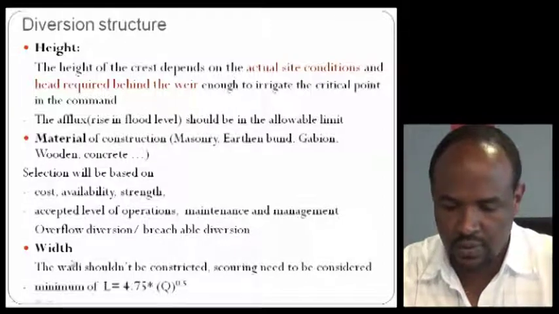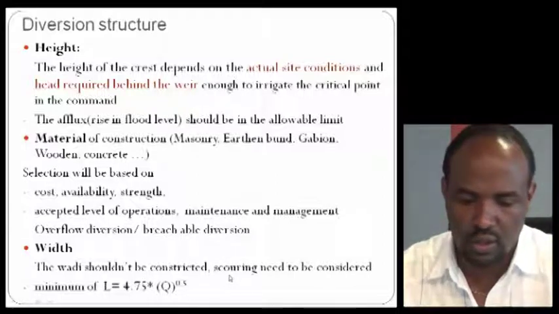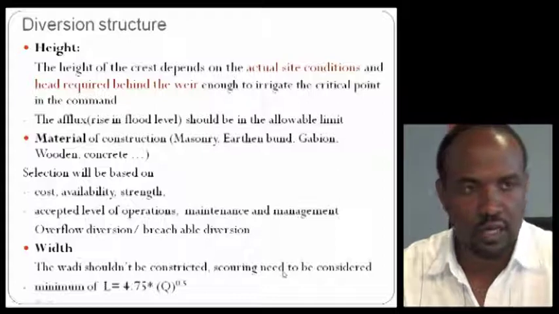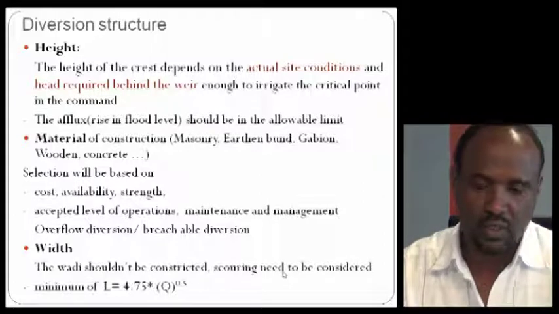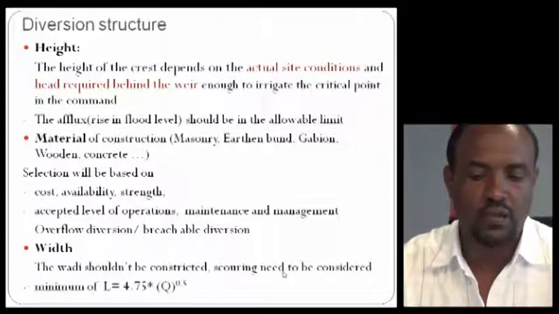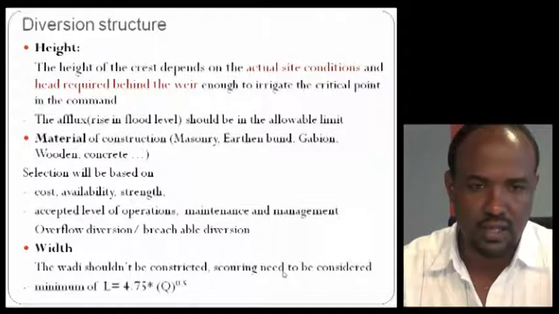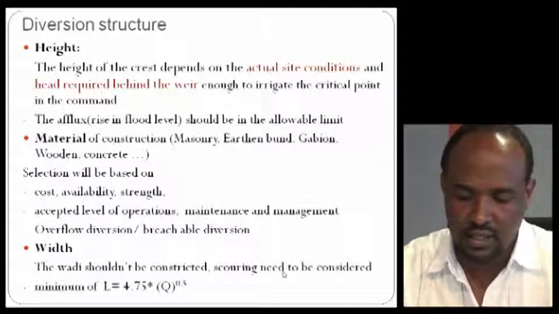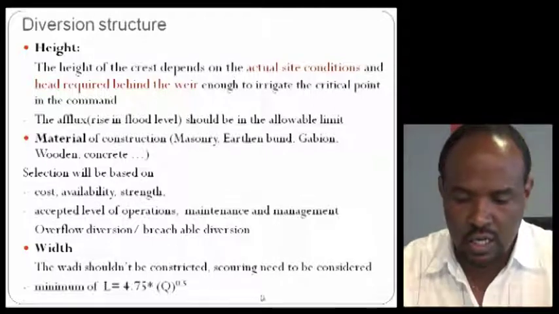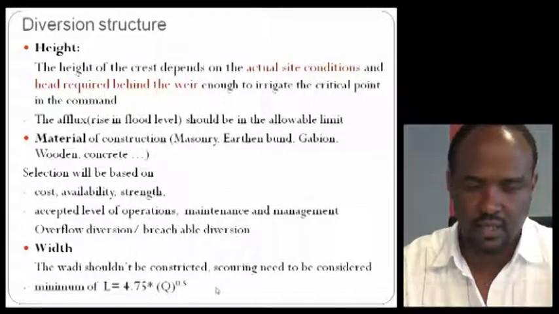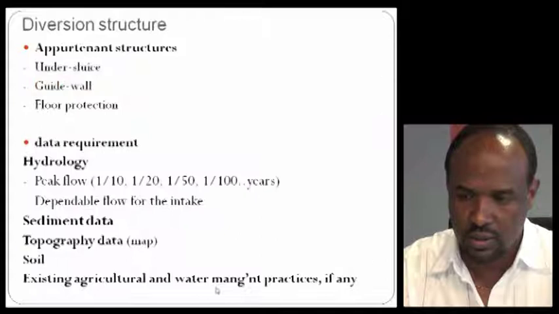The other is the width. The wadi shouldn't be constricted, because scouring needs to be considered. Whenever we constrict the width of the wadi so as to save construction material for the diversion, the scouring depth is going to increase, and then it will undermine the strength of the structure. More or less we need to accept at least the existing width of the river, and then construct the diversion in that width.